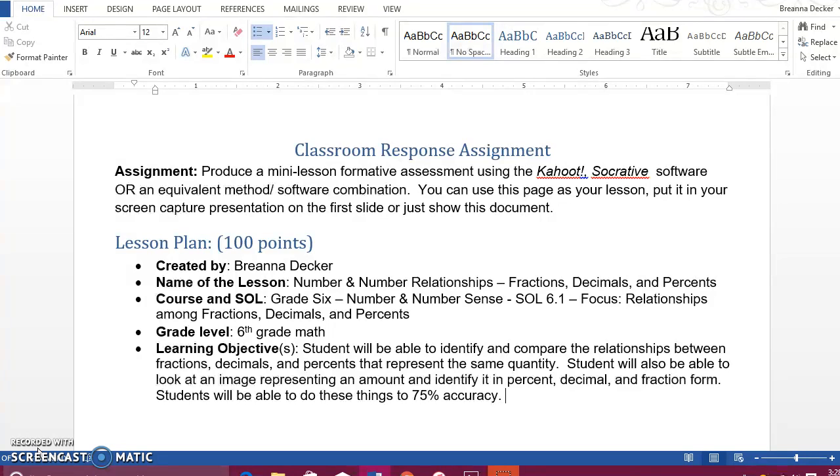So after this lesson, and because of reviewing through this Kahoot, the students will be able to identify and compare the relationships between the different fractions, decimals, and percents, and realize that it's the same quantity, just written in a different way. And the students will also be able to look at an image or a graphic and understand what it's representing, and say, oh, this is a fraction that represents this, or a percent that represents that. And the goal is that they can do these with 75% accuracy.